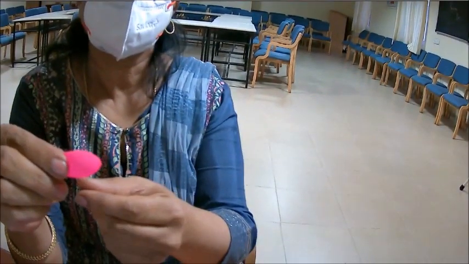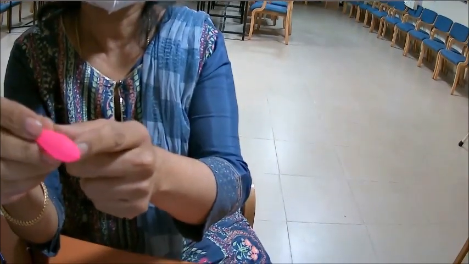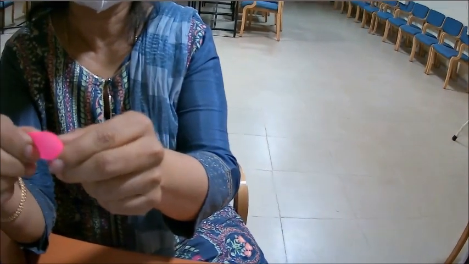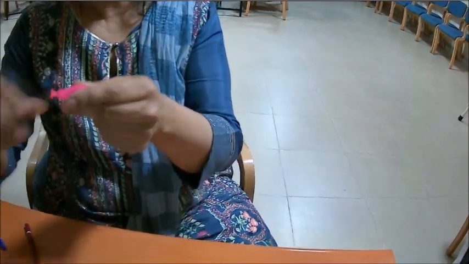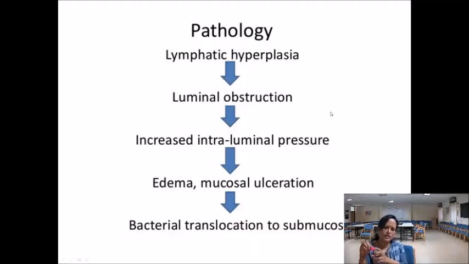Okay, just an analogy here. See, the appendix is like this, with some fecal matter and secretions. Something is compressing it from outside, obstruction, as in this case. So what has happened here? The intraluminal pressure increases. This in turn causes pressure from within, causing ischemia. So this is how the pathology starts.